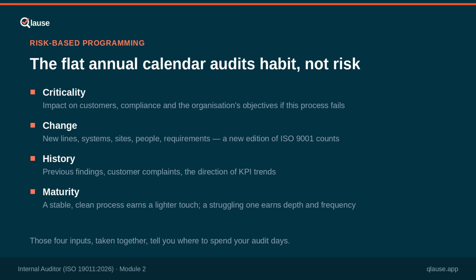Third, history. Previous findings, customer complaints, and the direction your KPI trends are moving. Fourth, maturity. A stable, clean process has earned a lighter touch. A struggling one has earned depth and frequency. Those 4 inputs taken together tell you where to spend your audit days.